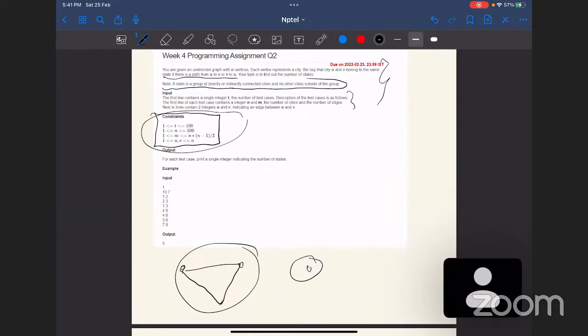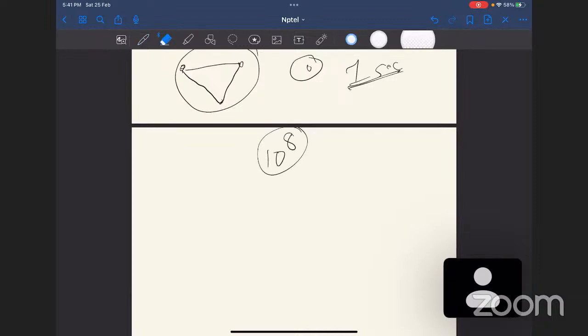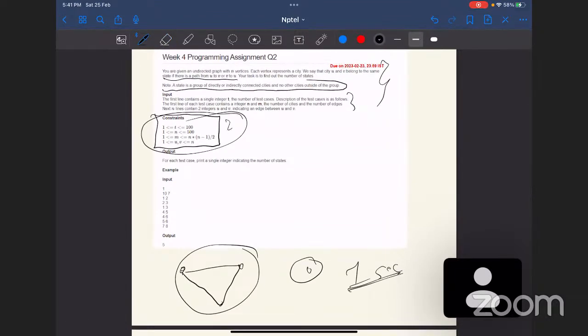It is very important to look at the constraints as well, because mostly in CP the time limit is given as 1 second, which means that you cannot have an algorithm which takes more than 10 power 8 operations most of the time. So you need to keep in mind the constraints. Here the constraints are simple.